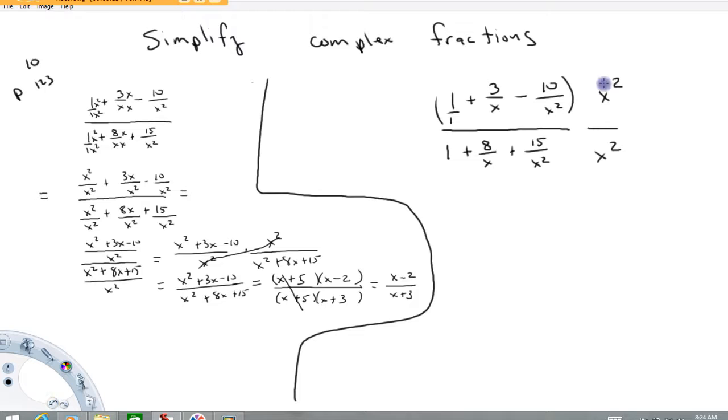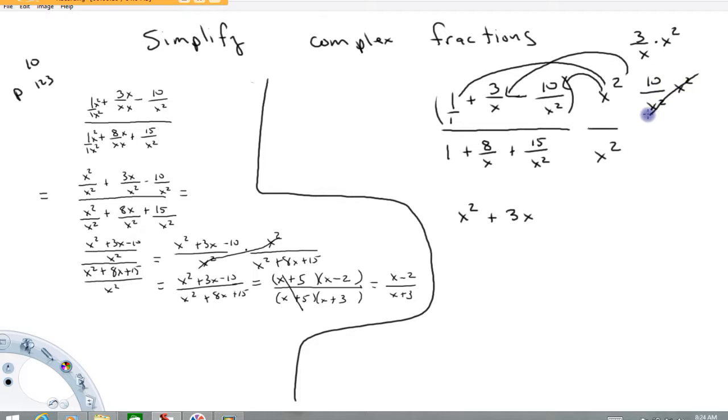When we do this product right here, we're going to be left with just x squared. When we do this product, I'm going to write this off to the side. We're going to have 3 over x times x squared, and you'll notice we get 2 x's up top, 1 in the bottom, so that's going to be just 3x. When we do this product, we're going to have 10 over x squared times x squared, and these are going to reduce, so plus 10. You'll notice very quickly I've got this thing all reduced down. There's no more fractions in the numerator.